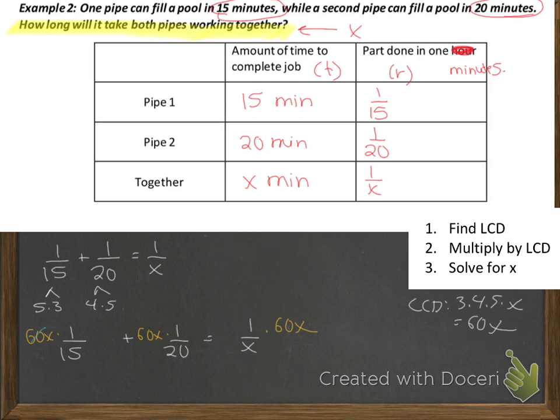Okay, so 60 divided by 15 is 4, 60 divided by 20 is 3, and over here the x's cancel out. So this gives me 4x plus 3x is equal to 60. In other words, I have 4x plus 3x, which is 7x. So we have 7x is equal to 60. Divide both sides by 7, we get x is equal to 60 over 7.